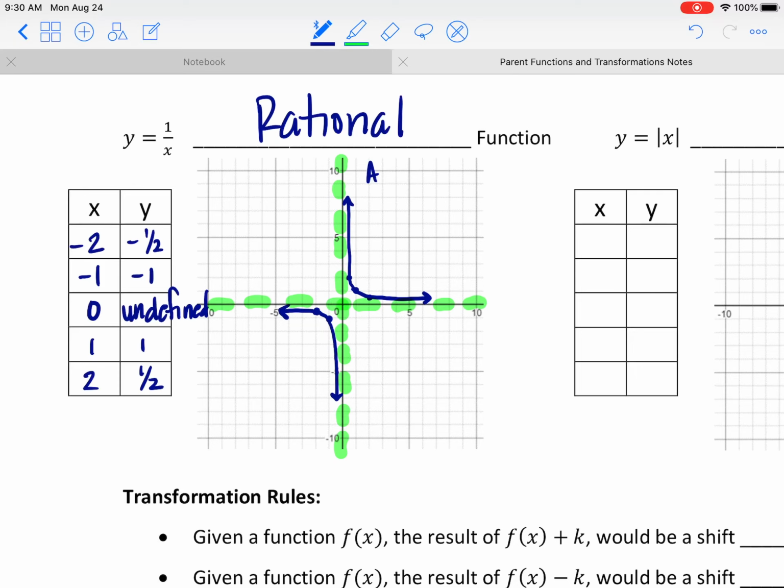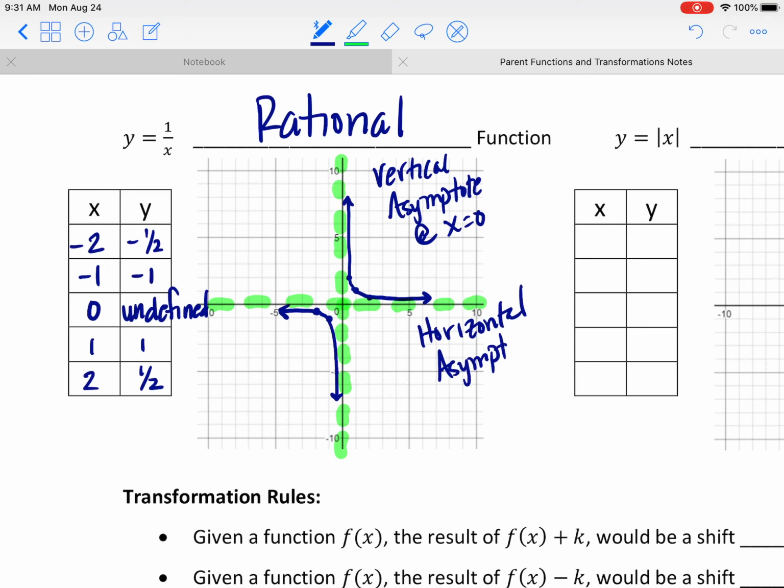So this is a vertical asymptote at the y-axis, which is where x is equal to 0. And then we have a, not a vertical, this is going to be a horizontal asymptote at y equals 0.